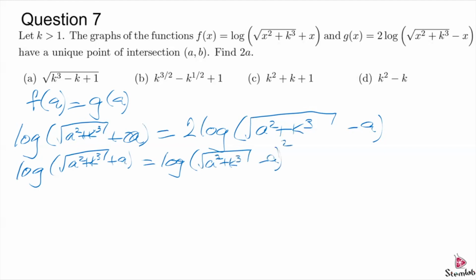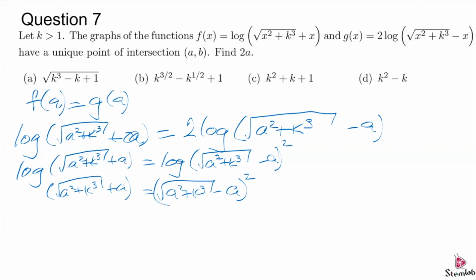Okay, since the logs are equal, that means that the arguments must be equal. So simply we can write it as the square root of a squared plus k cubed, plus a, is equal to the quantity square root of a squared plus k cubed, minus a, squared. Okay, the first time I actually got to this point, I expanded the right side, tried to play around with it. Couldn't get anywhere meaningful.